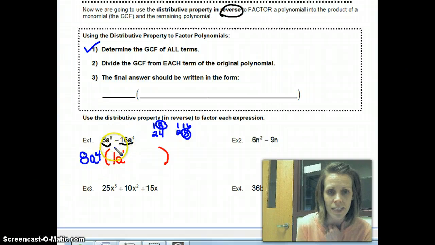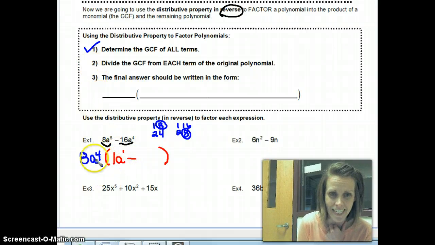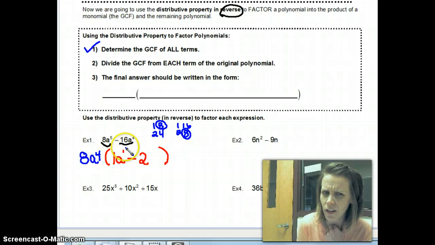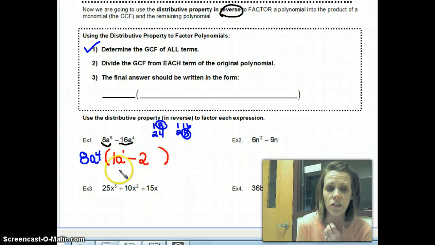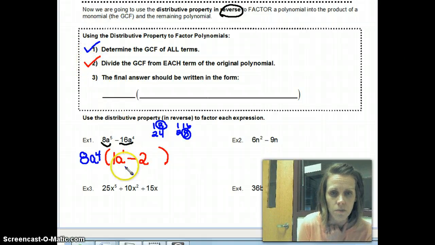Then we're going to do the same thing with our next term. So we're going to put that minus, okay? And then we're going to do 16 divided by 8, and that would be 2. And if I take a to the 4th out of a to the 4th, I don't have anything left. So I'm not going to write any variable at all, okay? So what I did was I factored out the GCF from each of the terms.